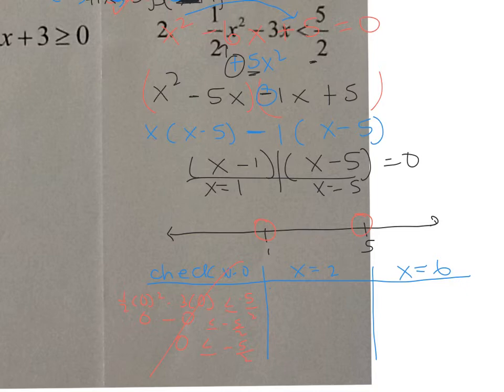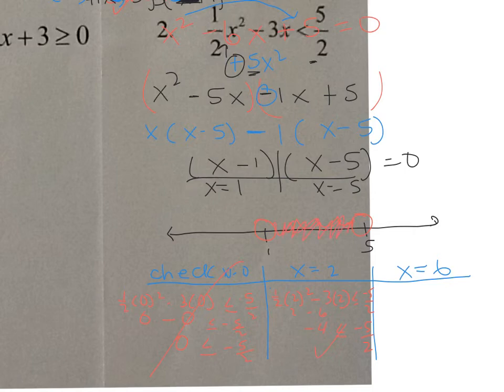Now we're going to try 2. So this is going to be 1/2 times 2 squared minus 3 times 2. Is that less than -5/2? You can plug it into your calculator, and of course, I would if I was you. So I'll do it in my head here. 2 squared is 4, half of 4 is 2, minus 6, that's negative 4, is less than or equal to negative 5 halves. That is true, because negative 5 halves is negative 2.5. So this is true, which means I would shade in between here.